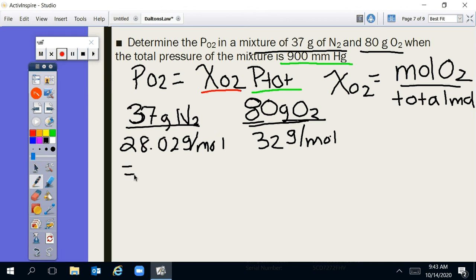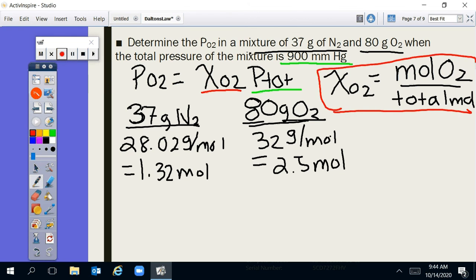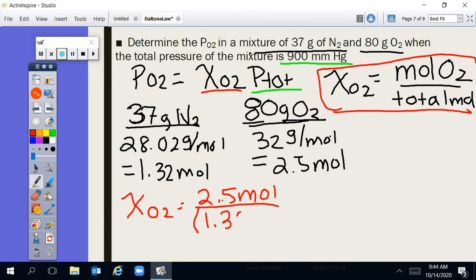Okay, when I divide this, I get 1.32 moles of nitrogen, and I get 2.5 moles for oxygen. Now I'm going to solve for the mole fraction, which is the formula right here. The mole fraction of oxygen is going to equal 2.5 moles over the total, which is going to be 1.32 plus 2.5 moles. And moles cancels out, obviously. And our mole fraction comes out as 0.65.